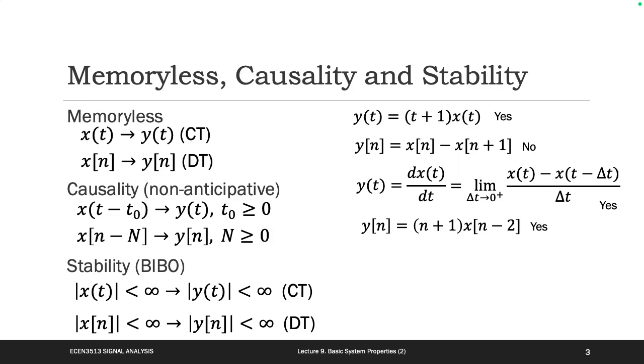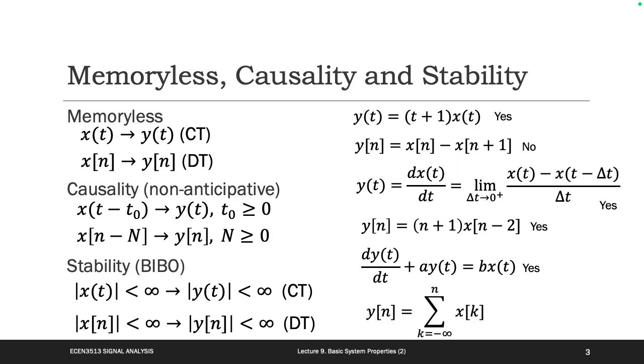Okay, how about this one? Actually, this one is a system we talked about. It is stable, like an RC circuit, like the first-order system. And how about this one?